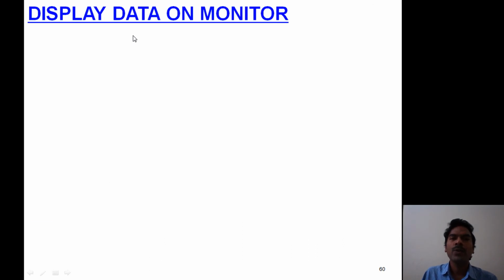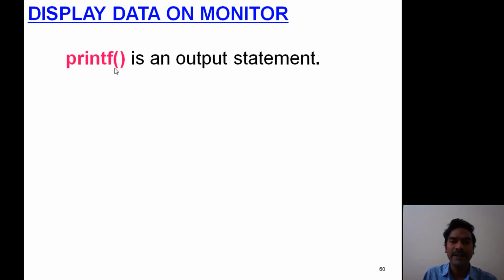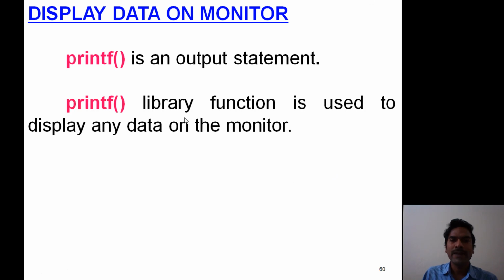Now, how to display data values on monitor? Here monitor is referred to as console output device. To display data values on monitor, we need an output statement. For this, C language supports a library function called printf. So printf is an output statement. Printf is a library function used to display data values on monitor.